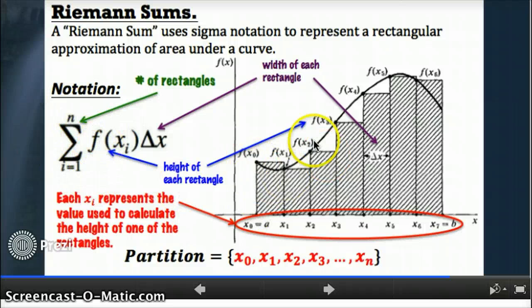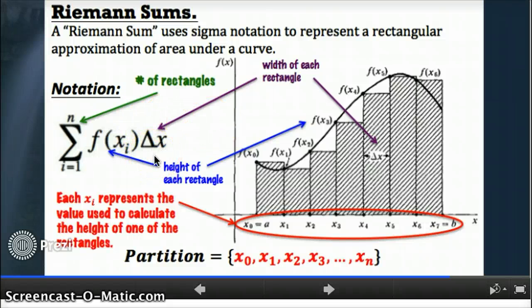F, of course, is the function in question. Looks like a cubic here. But f of xi altogether represents the height of each rectangle. In this case, we're looking at a left-hand approximation. So the fourth rectangle has a height of f of x3 or f of x4, depending on if you start with 1 or 0 here. This delta x represents a change along the x-axis, which is really just the width of each rectangle. It's the distance between the 2 points, and you already know how to calculate that generally.